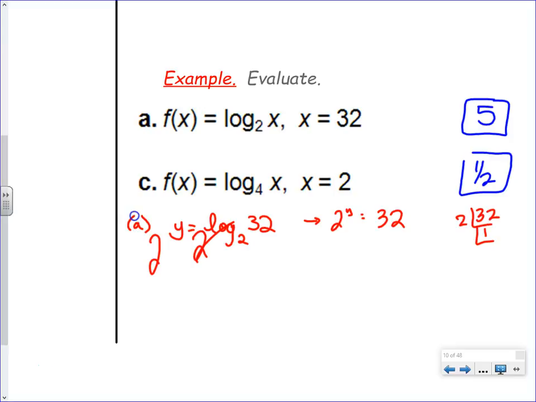You took that 32 and you said, hey, how many 2's are in it? And what would you have gotten? 2 to the y is equal to 2 to the 5, and 2 to the y equals 2 to the 5, y must equal 5.